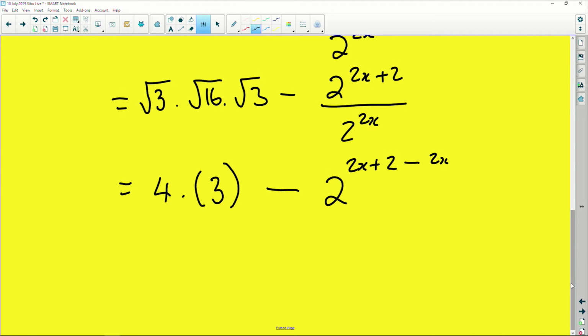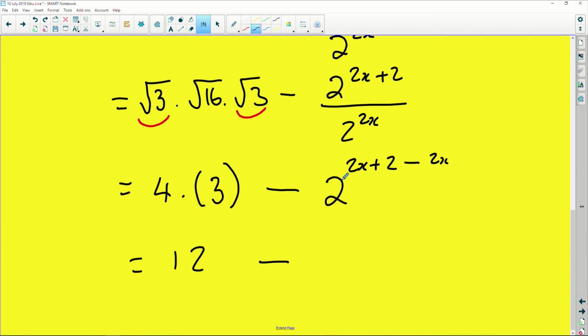Now, if you simplify this further, you need to understand where the 3 comes from. It simply comes from this square root 3 multiplied by that square root 3, which will just give you a simple positive 3. Right, so 4 times 3. What is 4 times 3? Well, 4 times 3 is simply 12 minus.